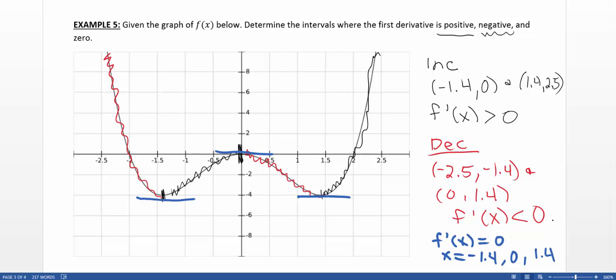Now, these rules that we're working with, they work in both directions. So if for some reason you knew that the first derivative was positive, that would tell you that the original function was increasing. If you knew that the first derivative was negative, that would tell you that the original function was decreasing. And if you knew that the first derivative was 0, that would tell you that the original function had a horizontal tangent line, or that it was constant.